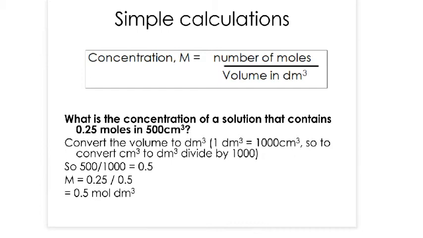M is number of moles, which is 0.25, divided by 0.5, which is the volume we just worked out, and that will give us 0.5 moles per decimeters cubed. So our concentration of the solution is 0.5 moles per decimeters cubed.